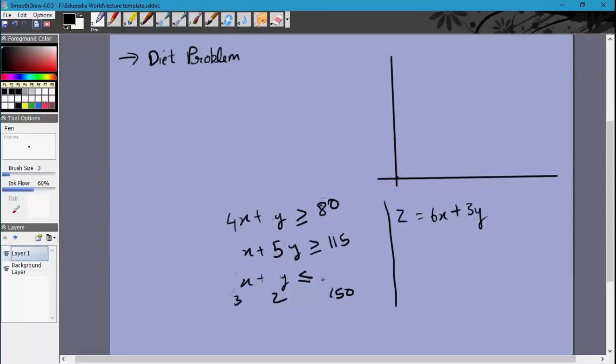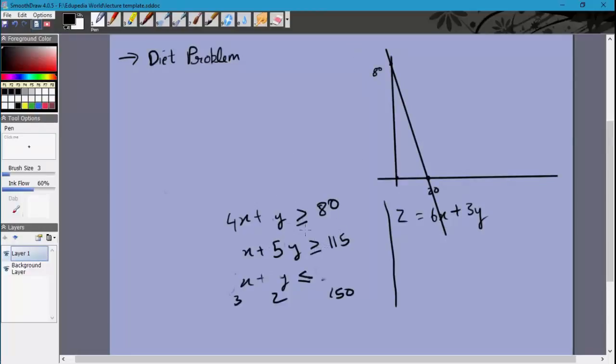So 4x plus y is equal to 80. When y is 0, x is equal to 20. So this is the point 20. And when x is 0, y is equal to 80. So let's say this is the point 80. So this would be the first line. Then x plus 5y greater than or equal to 115.